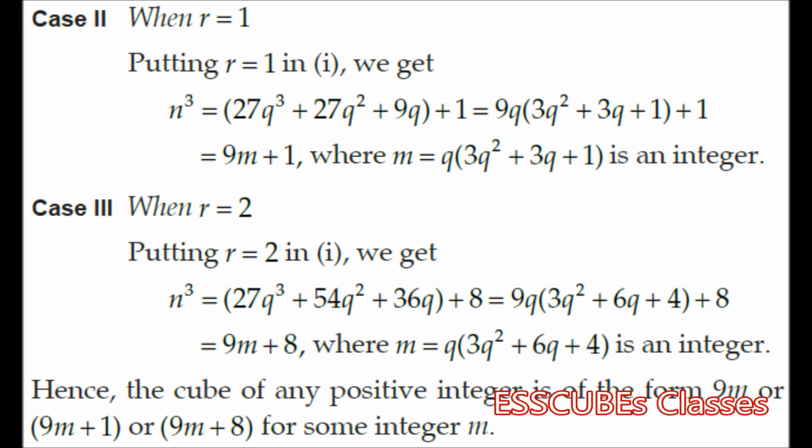The last case that we have is r equals 2. If I put that value, again after rearranging the terms, I would get it to be 9m plus 8, where m is nothing but q into 3q square plus 6q plus 4, which is again an integer. Hence, the cube of any positive integer is of the form 9m or 9m plus 1 or 9m plus 8 for some integer m.